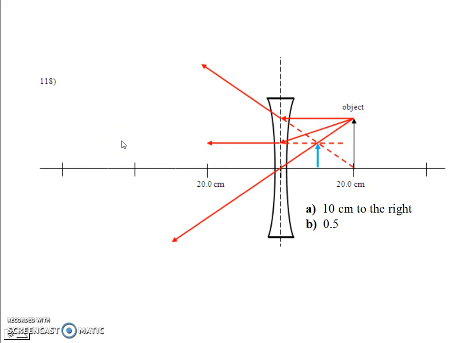As always, if you've done any of these things wrong with the ray diagrams, you've got to pause the video. You've got to try it again. You've got to make corrections. You've got to try and try and try until you get excellent at it.